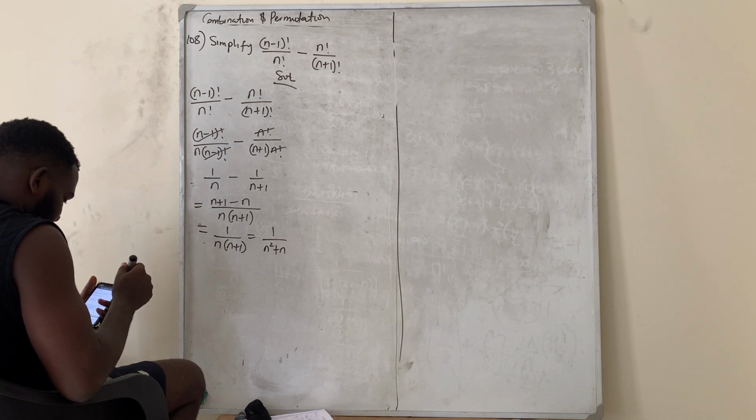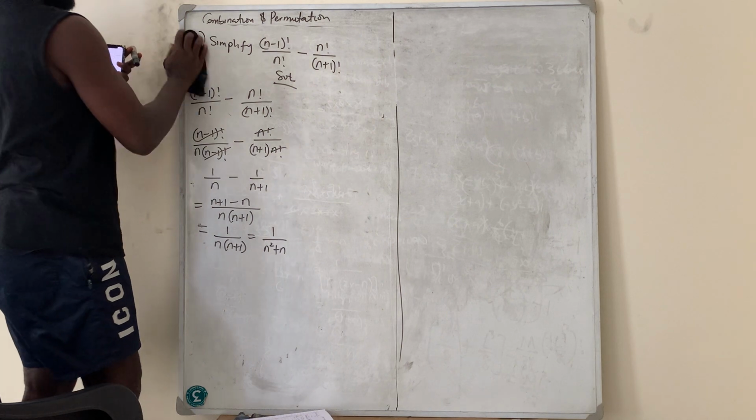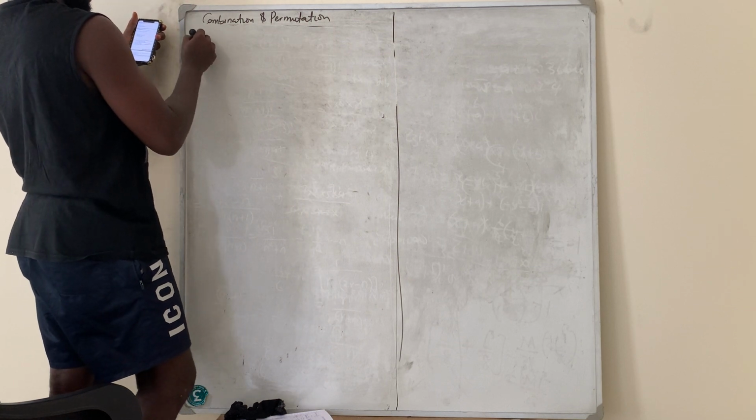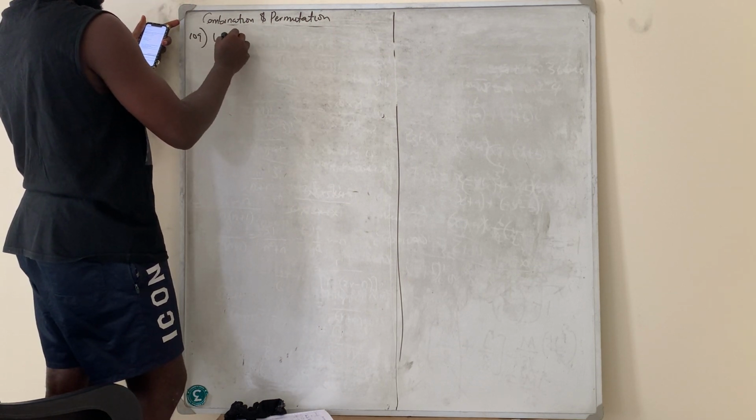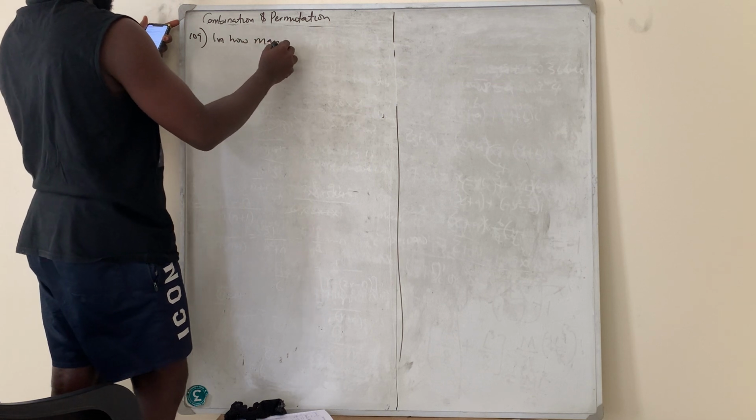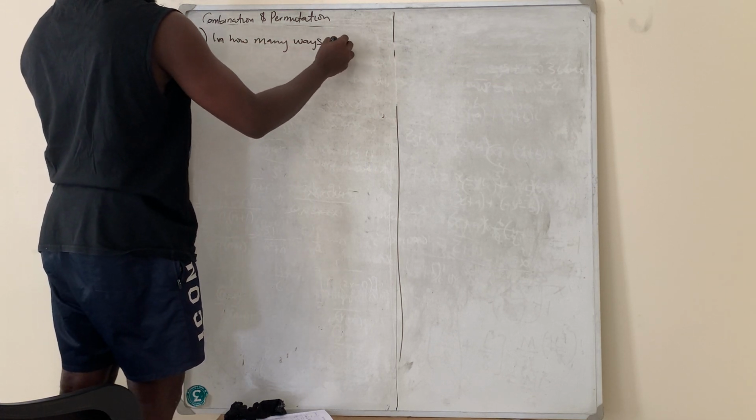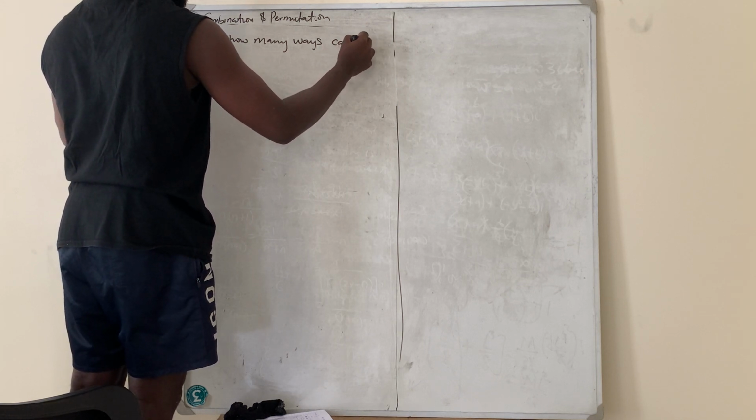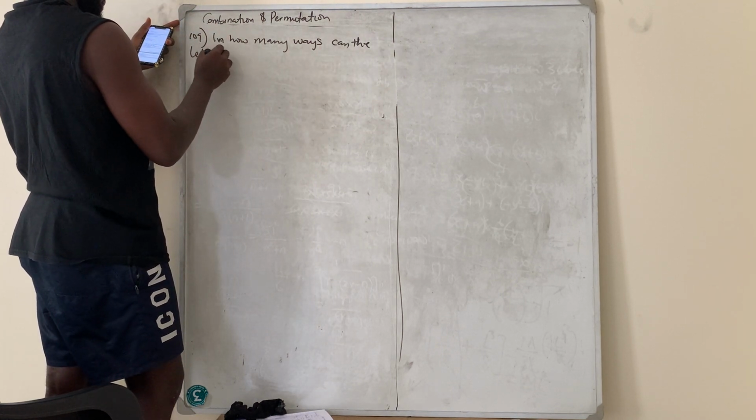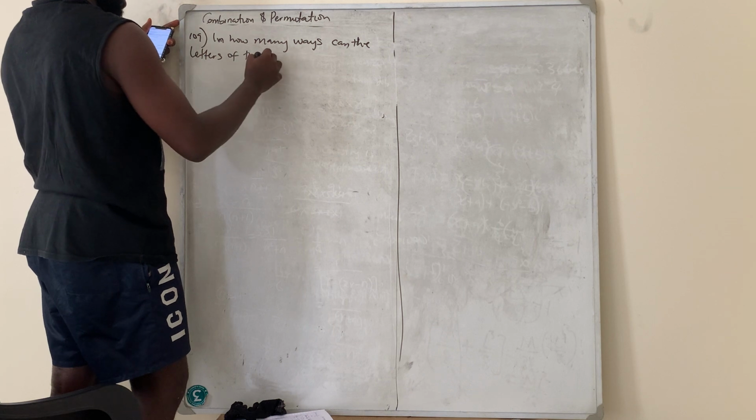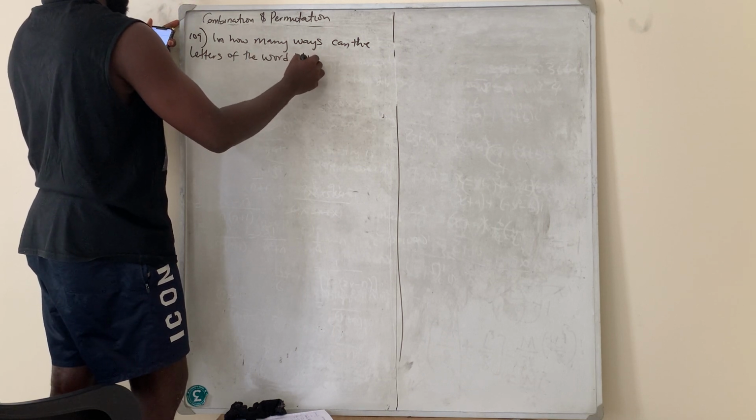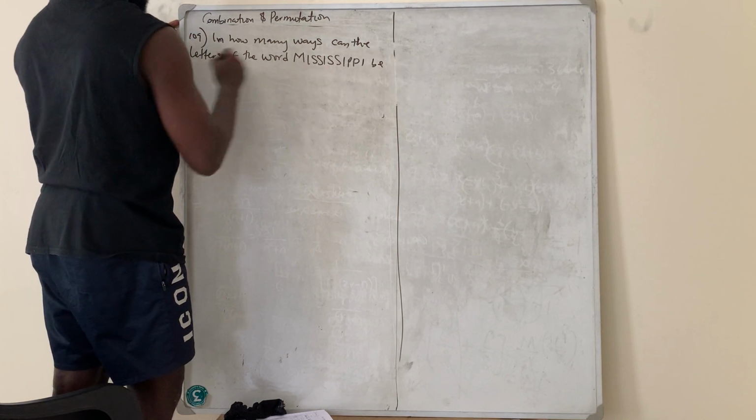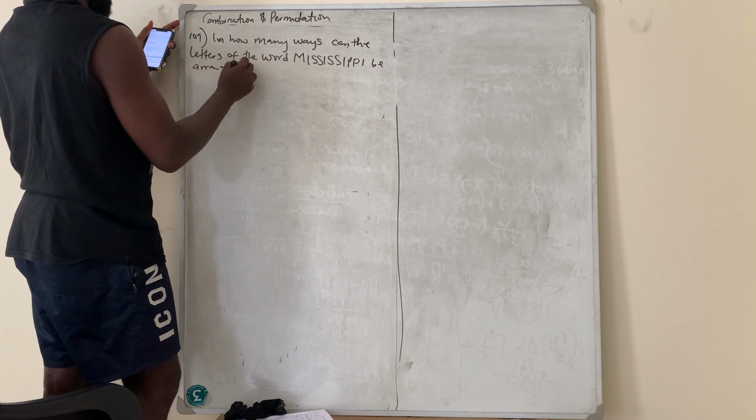Question number 109. Question number 109 said, in how many ways can the letters of the word Mississippi be arranged?